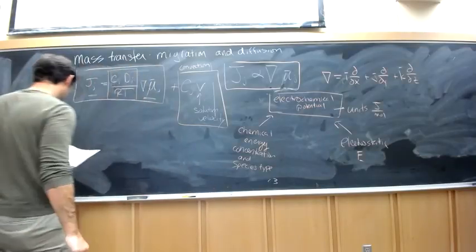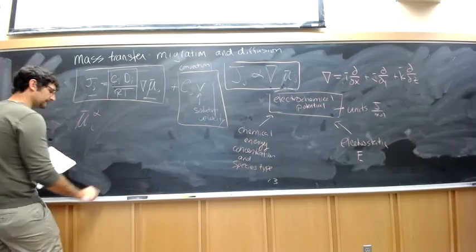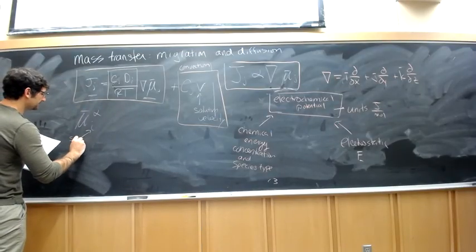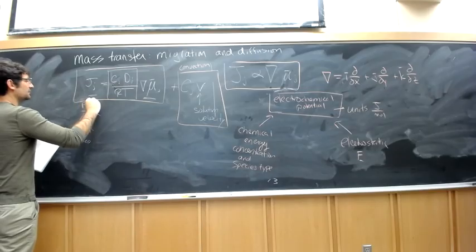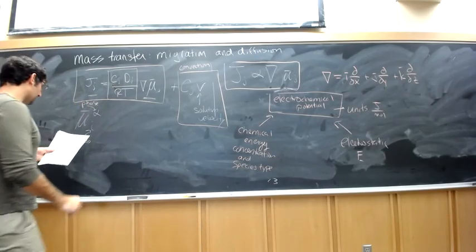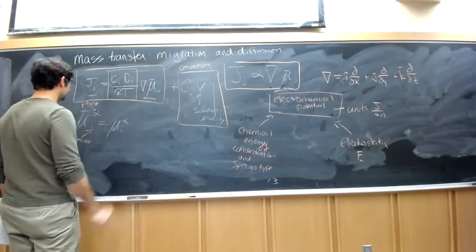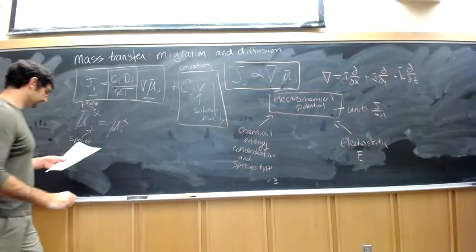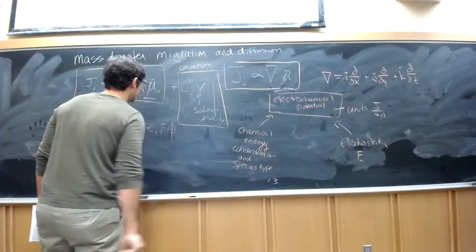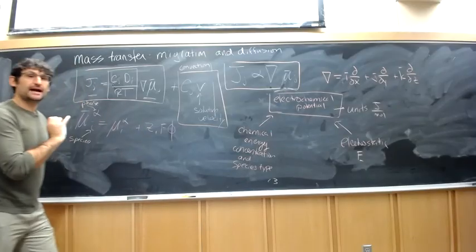So if you remember, mu bar i alpha, where i is the species and alpha is the phase. So this is just the nomenclature we use to describe the electrochemical potential. And we said that's equal to mu i alpha, so the chemical potential, plus z_i F phi, the electrostatic potential. So again, this is the chemical energy and the electrostatic energy.